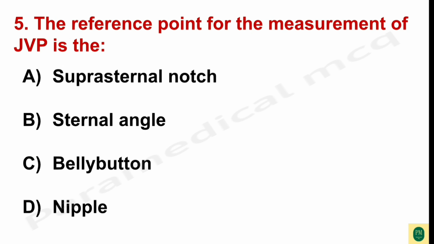The reference point for the measurement of JVP is: option A, suprasternal notch; option B, sternum angle; option C, belly button; option D, nipple. The correct option is option B, sternum angle.